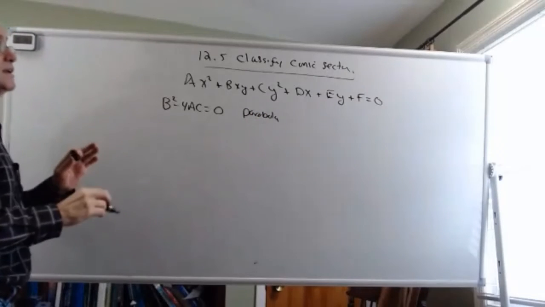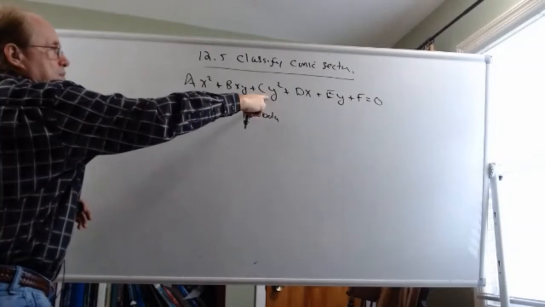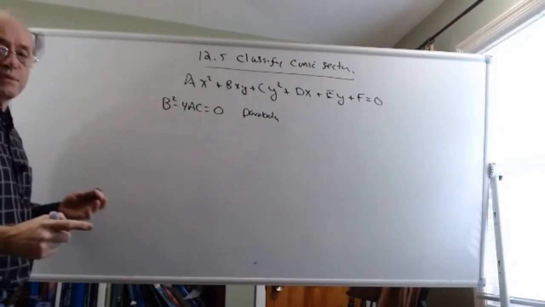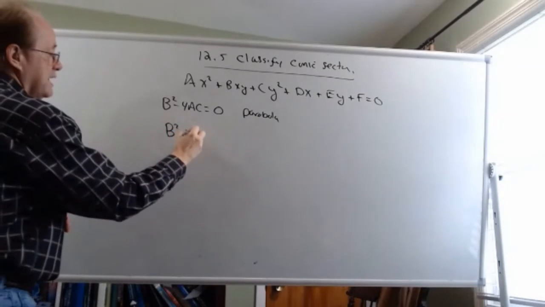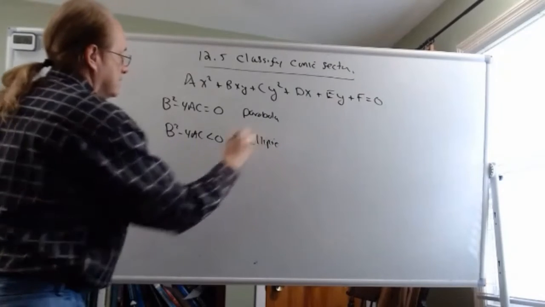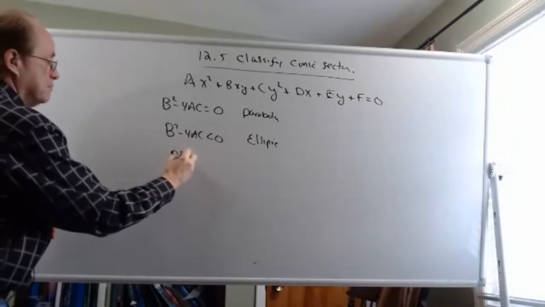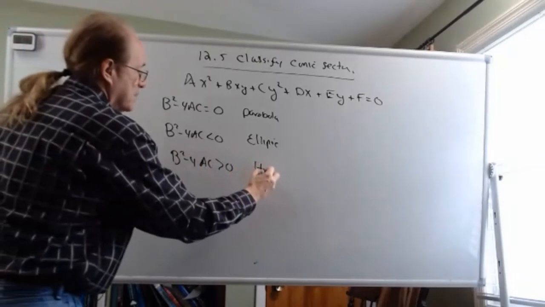We know that, no matter what it is, no matter what the signs are and everything else. So you could have an x squared and a y squared, and it could still be a parabola. Interesting. So if b squared minus 4ac is negative, it's an ellipse. And if b squared minus 4ac is positive, it's a hyperbola.